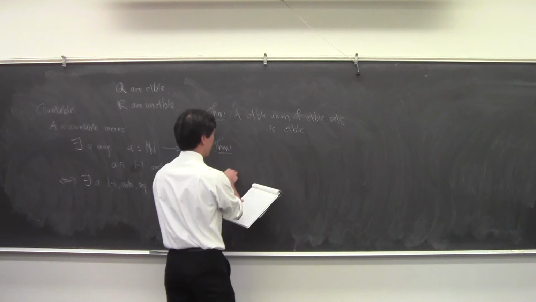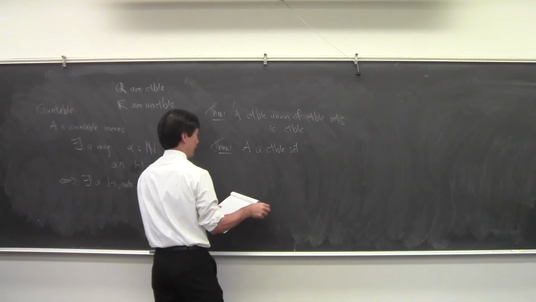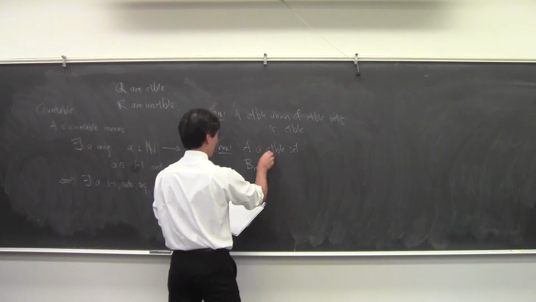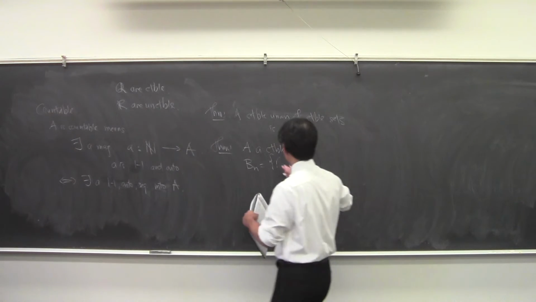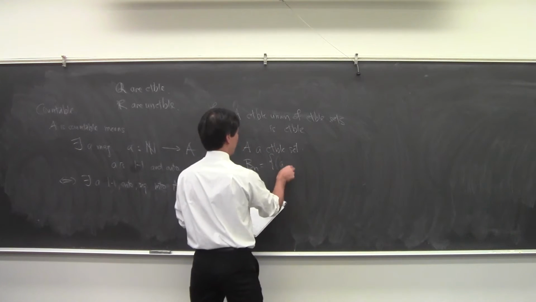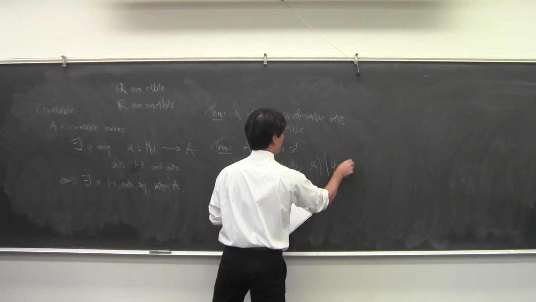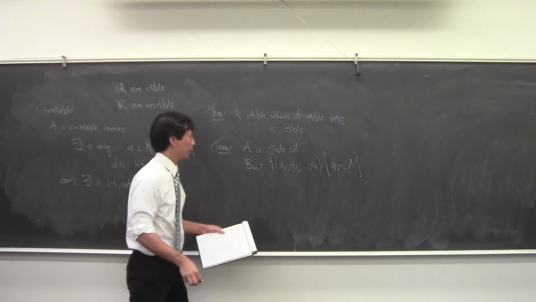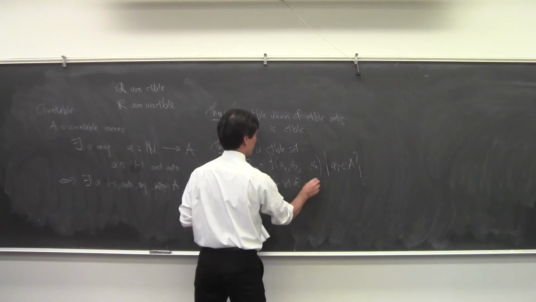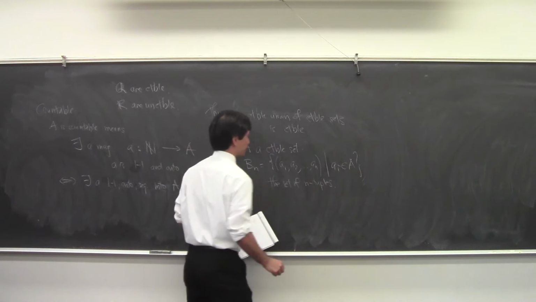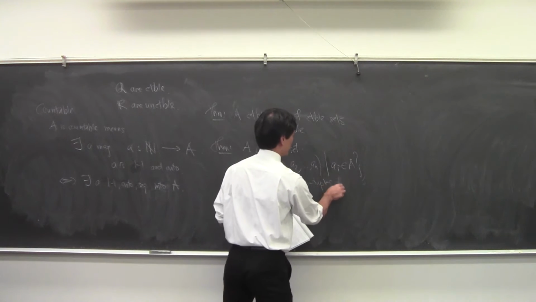Okay, so the next theorem is the following. Suppose you have a countable set A, and let B sub n denote the set of n tuples (a1, a2, through an), where the ai are all elements of A. This is the set of n tuples of A.